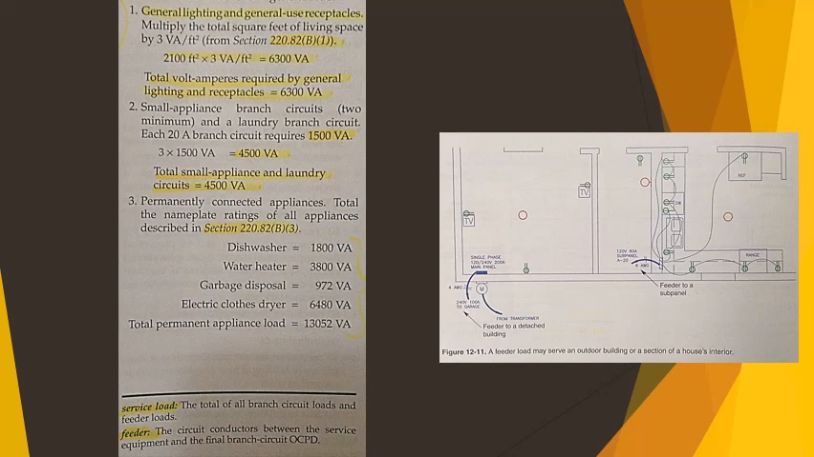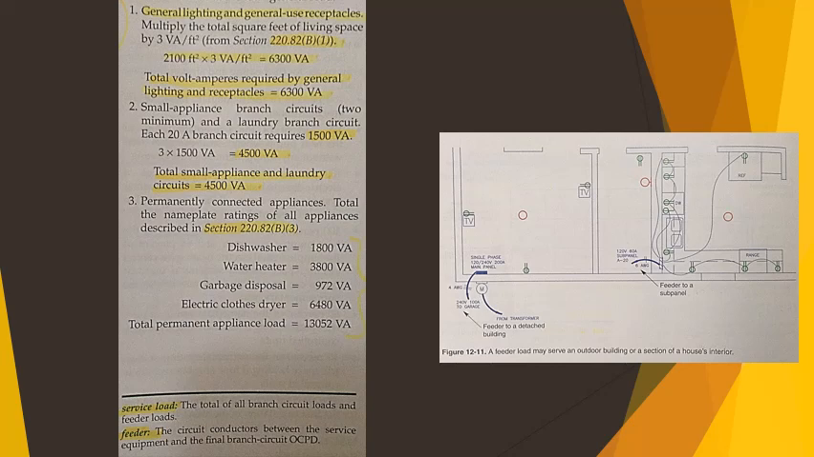General loads optional method. Each of the following 4 categories must be calculated and then added together. Subtract 10,000 VA from this total before multiplying it by 40%. Add the 10,000 VA back to that product to arrive at the total general load.